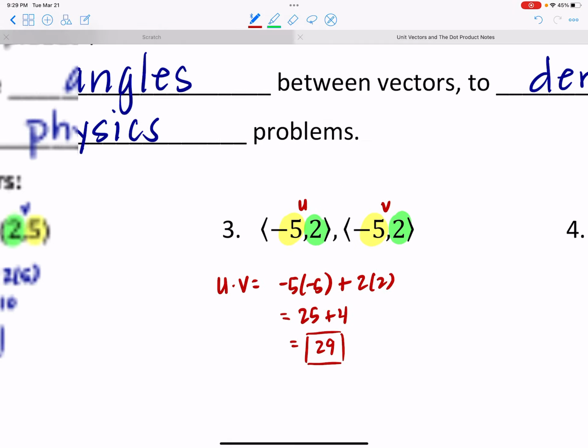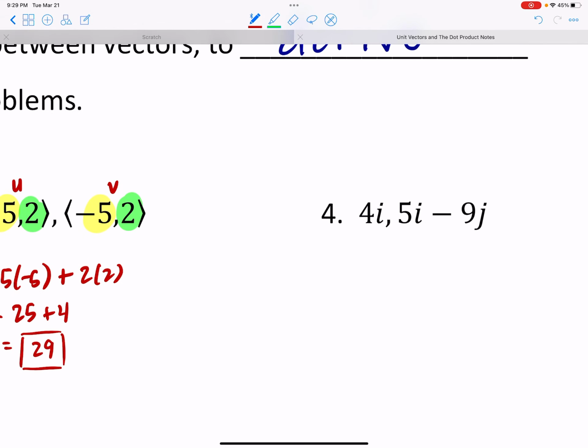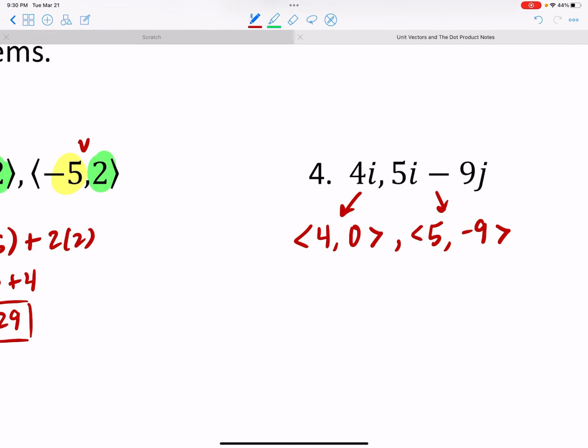And then I got one more, which I see my vector is given in this ij form, but it works the same way. If it's helpful, you can maybe rewrite this. 4i means we have 4 in the horizontal component, and since there isn't anything listed for j there, that would be 0 in the vertical component. And then here we have 5 in the horizontal and negative 9 in the vertical. So those are our two vectors in the other form, if it's easier for you to see it there.